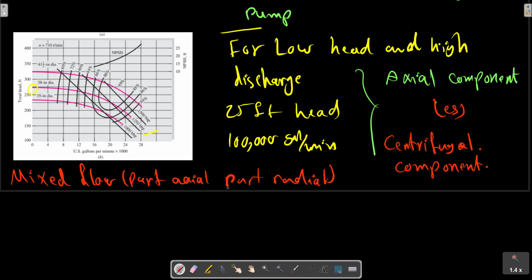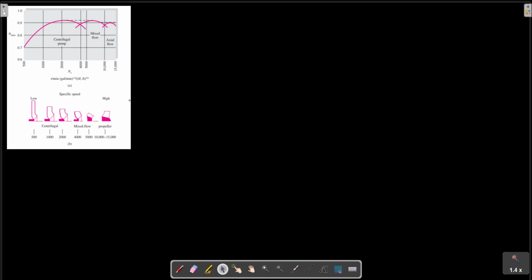Some main designs are sketched in the next picture, which introduces an interesting new design parameter, the specific speed N s or N prime s. The next section, the specific speed, will be described in the next video part.